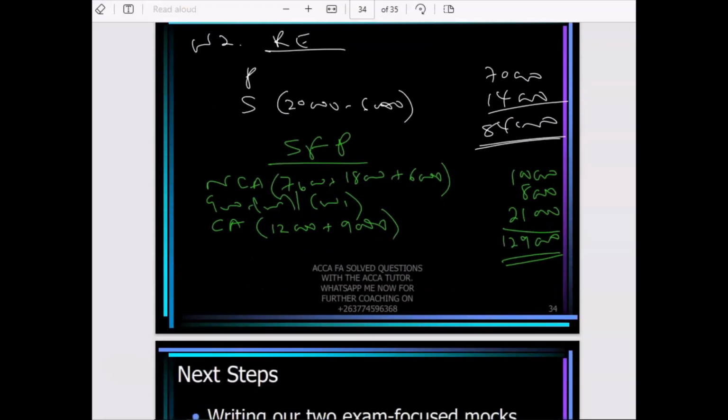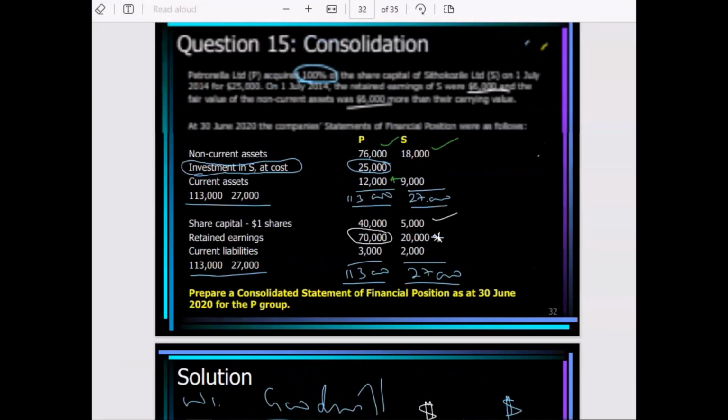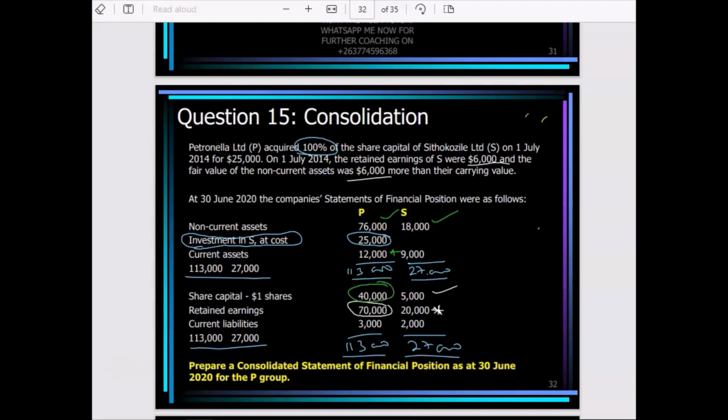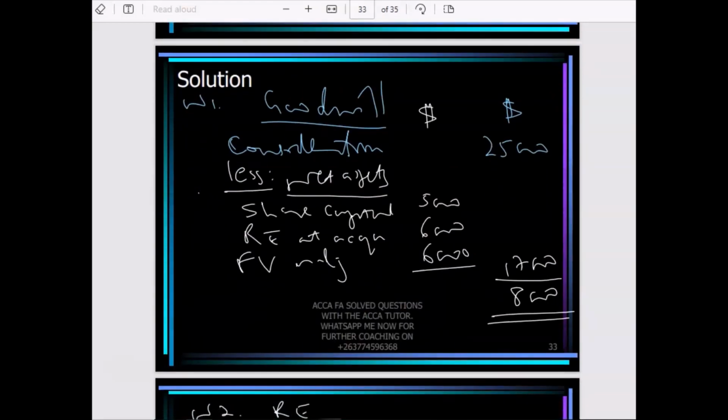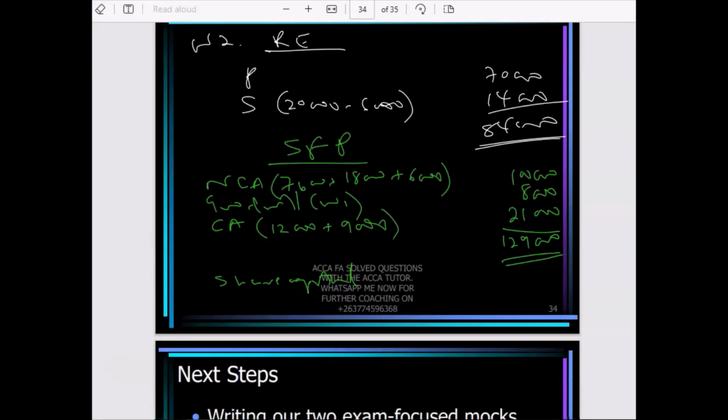You then have to go to the equity and liabilities, where we have the share capital. We only take the share capital of the parent, and in this case 40,000 only. If there was share premium, you only take it for the parent, so that's 40,000. Then you add the retained earnings. We did this one in working number 2, and we found that the retained earnings were 84,000.